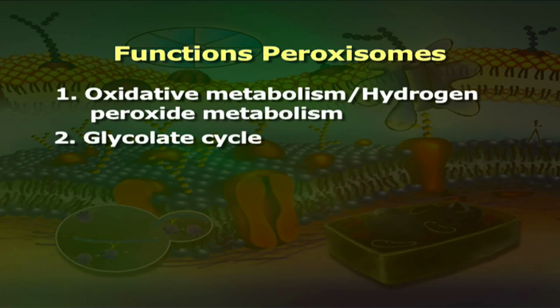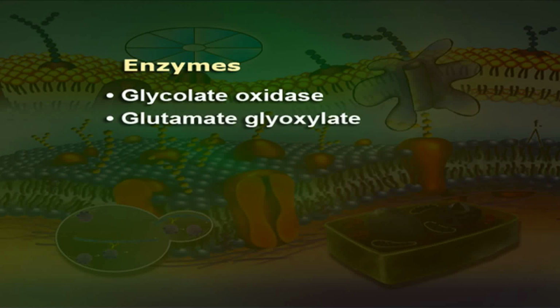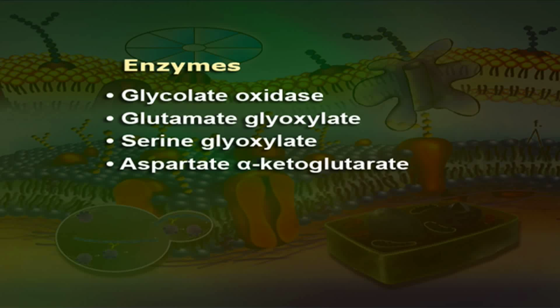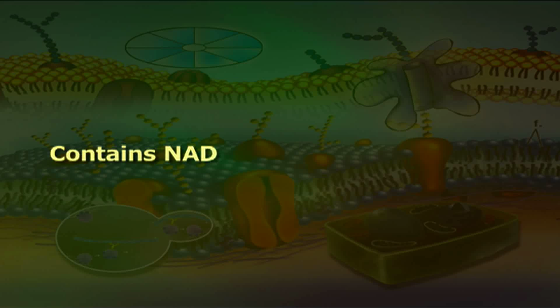Glycolate cycle. Peroxisomes of plant leaf contain catalase with the glycolate pathway. Enzymes like glycolate oxidase, glutamate glyoxylate aminotransferase, serine glyoxylate aminotransferase, aspartate alpha ketoglutarate aminotransferase, hydroxypyruvate reductase and malic dehydrogenase. Also contains NAD, NADP, FAD coenzymes.